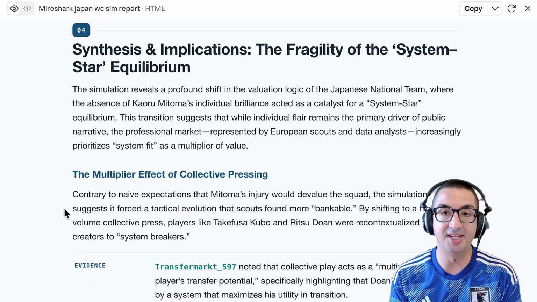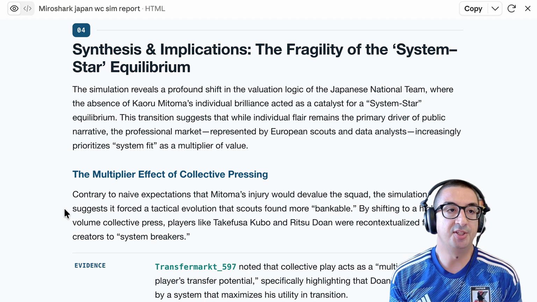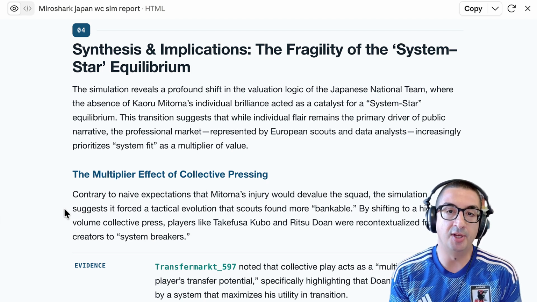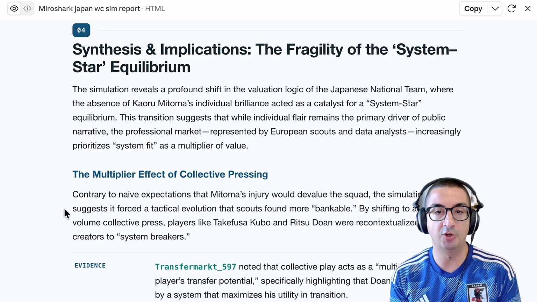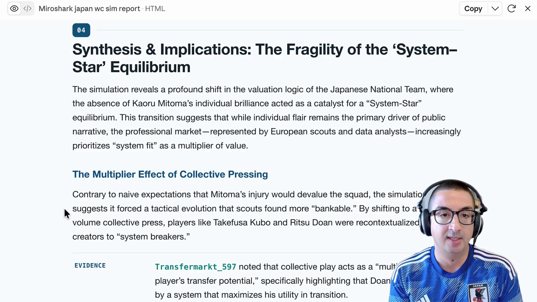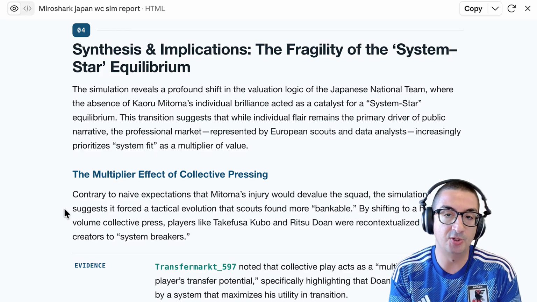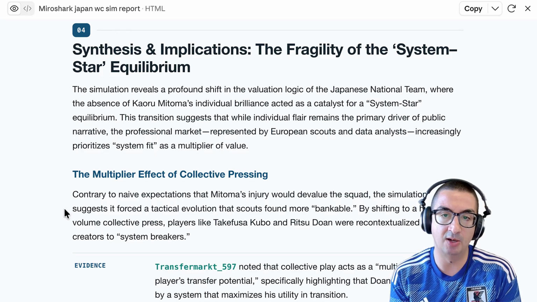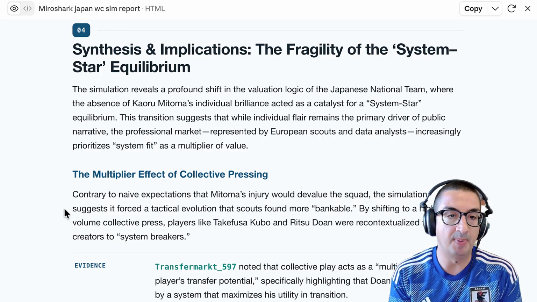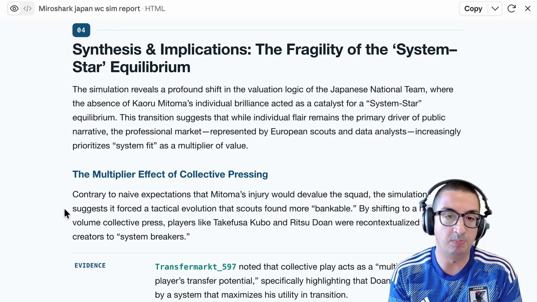Synthesis and implications: the fragility of the system-star equilibrium. The simulation reveals a profound shift in the valuation logic of the Japanese national team, where the absence of Kaoru Mitoma's individual brilliance acted as a catalyst for a system-star equilibrium. This suggests that while individual flair remains the primary driver of public narrative, the professional market, represented by European scouts and data analysts, increasingly prioritizes system fit as a multiplier of value.